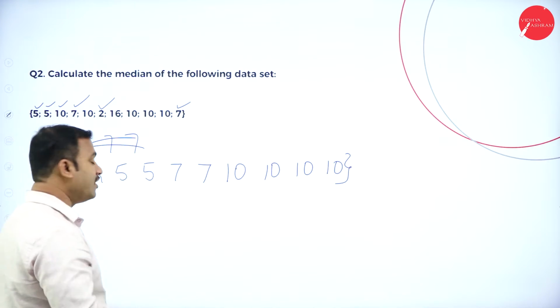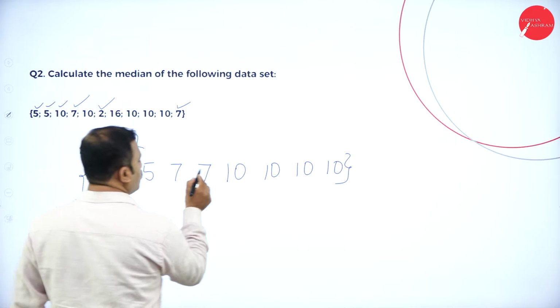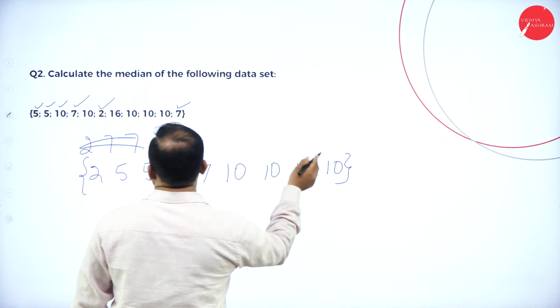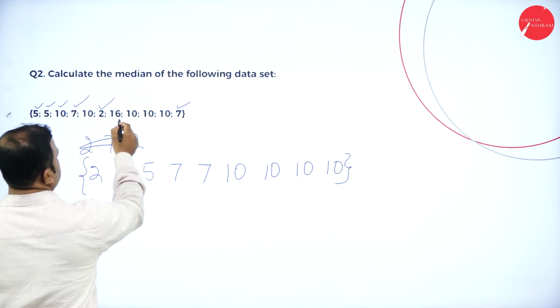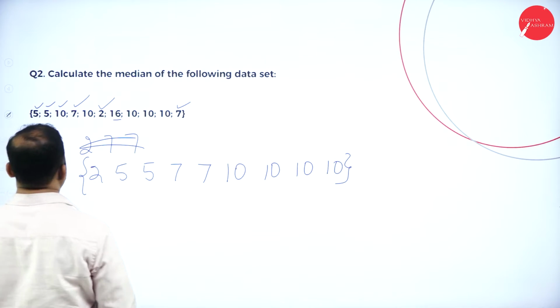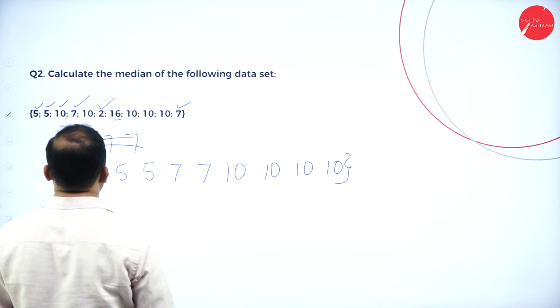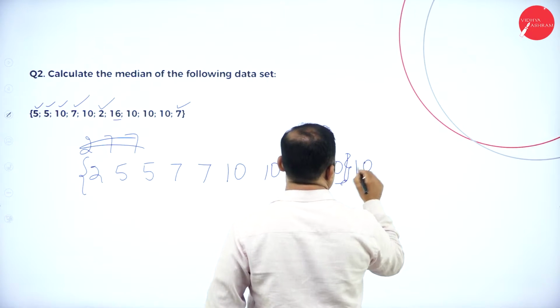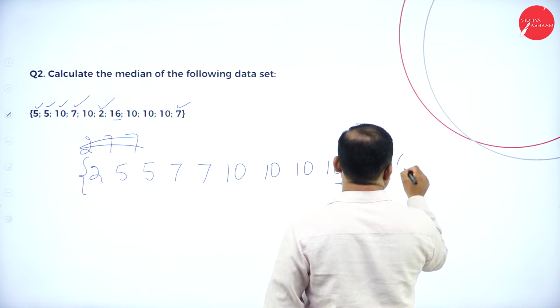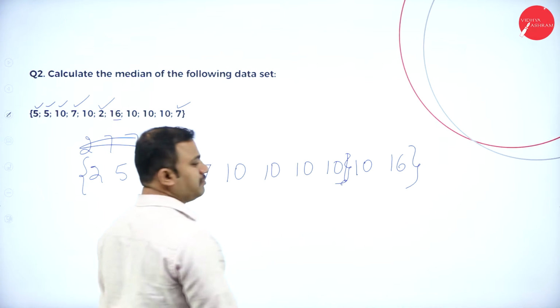We have an odd number of items here: 1, 2, 3, 4, 5, 6, 7, 8, 9. We are left with 2 more elements. 16 is there. We have 10, 5 times, and 1 more 10, and then 16. So these are the total number of elements we have.